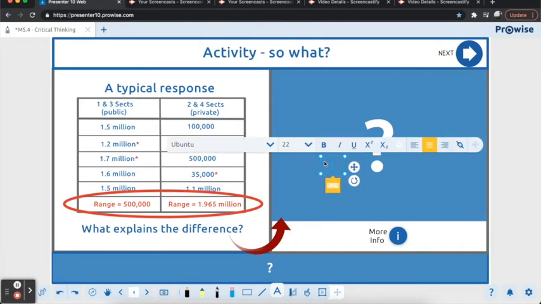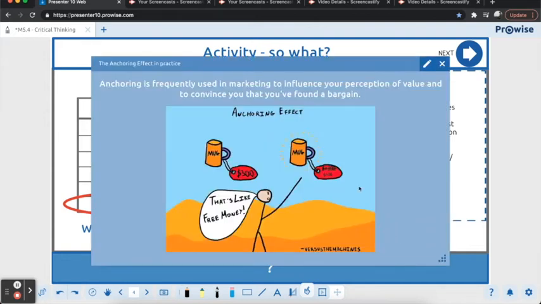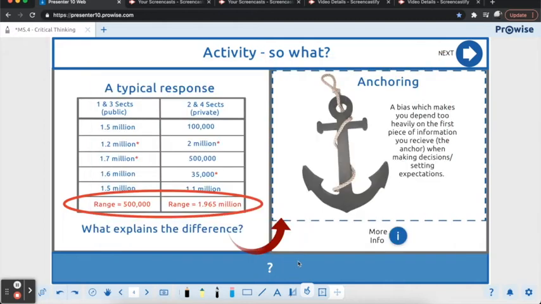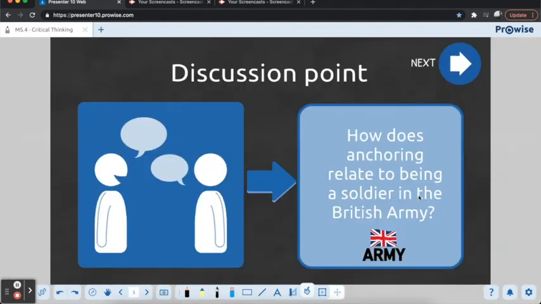What is happening, what explains the difference, that is anchoring. Information about that here, some more information about that here. It's used in marketing, for example, to influence perception of value. And FYI, this is the answer of the distance from the Earth to the Moon. Then you have a discussion about how anchoring relates to being a soldier in the British Army.